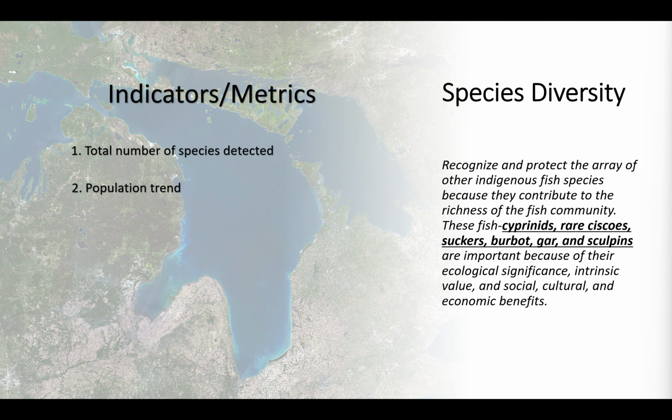And we determined that there were two indicators that we wanted to look at. First being the total number of species detected across the lake as a whole, and then the second, the population trends of each of these families that were specifically identified in the fish community objective.